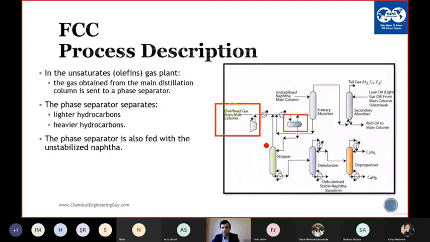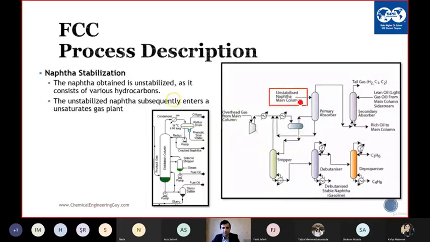Then we have the naphtha stabilization. So where we have the unstabilized naphtha. Unstabilized naphtha means that naphtha plus gases are in the incoming stream. And here we want to separate the gases and naphtha. That's what the stabilization of the unstabilized naphtha means.